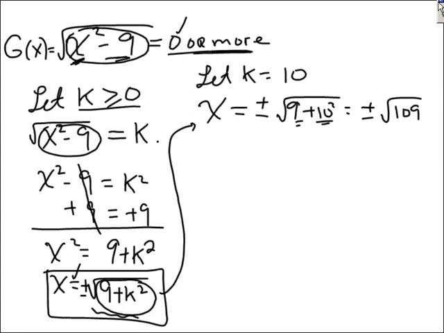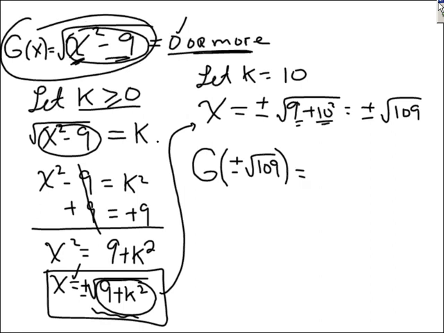Let's see if this is working. What is g of those values? Well, what is g? I'm on the top here now. What does g do to what's in the brackets? It squares it, then it takes away 9, then it takes the square root. Well, if I square either one of those numbers, I get 109, because the square root of 109 times itself, that is squared, is 109.